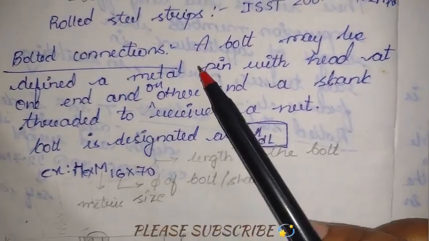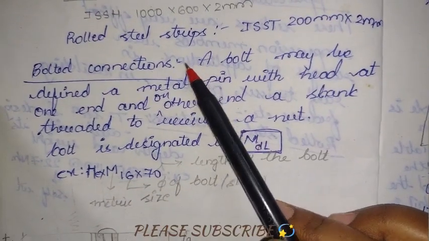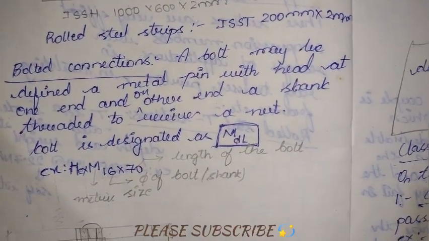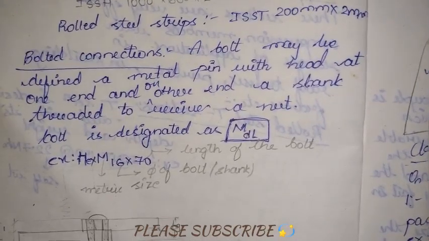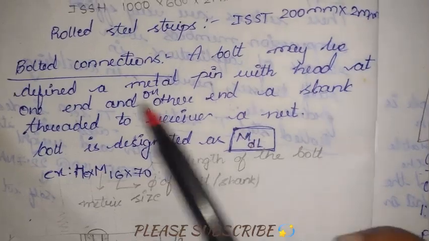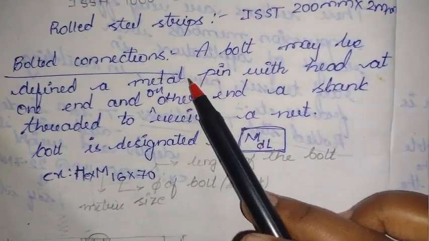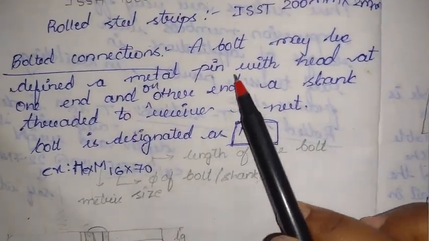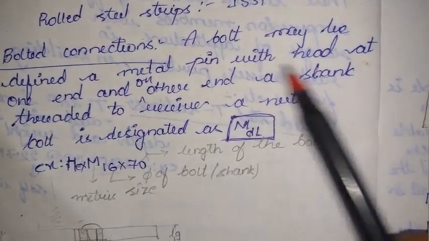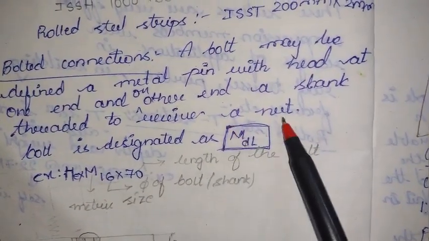So coming to this bolted connection, we are having a bolt. Whenever we are making any connection between plates or some sections, we are using bolts. If we are making anything with a bolt, we are terming that as a bolted connection. A bolt may be defined as a metal pin with a head at one end, and at the other end we are having a shank threaded to receive a nut.